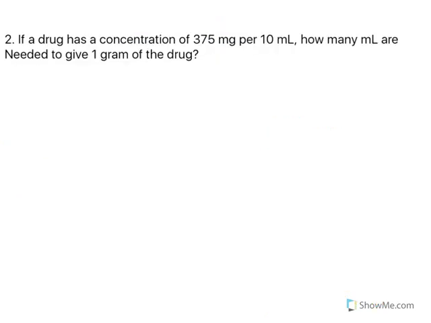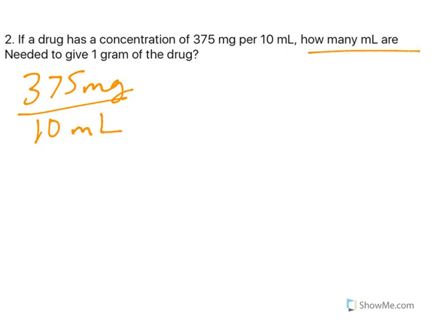All right, different type of problem. A drug has a concentration of 375 milligrams per 10 milliliters. Next question: how many milliliters, so X amount of milliliters, are needed for 1 gram? Because we're thinking about a proportion. But the problem is, this is in milligrams, this is in grams. That's not going to work. In order to set up a proportion, you have to be consistent in your labeling.